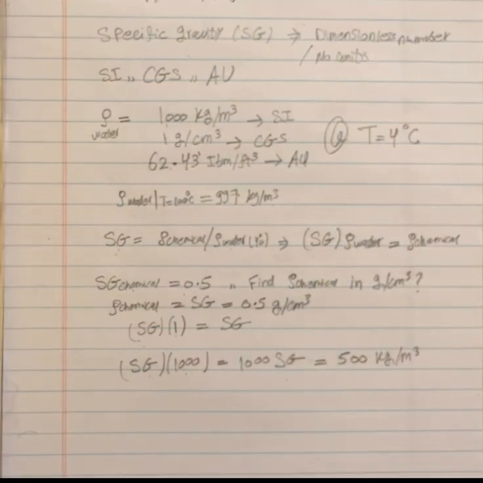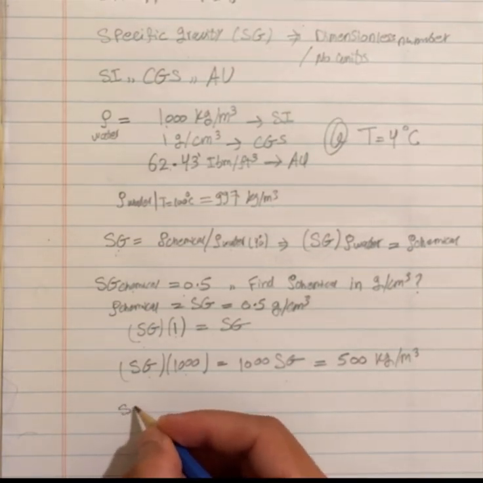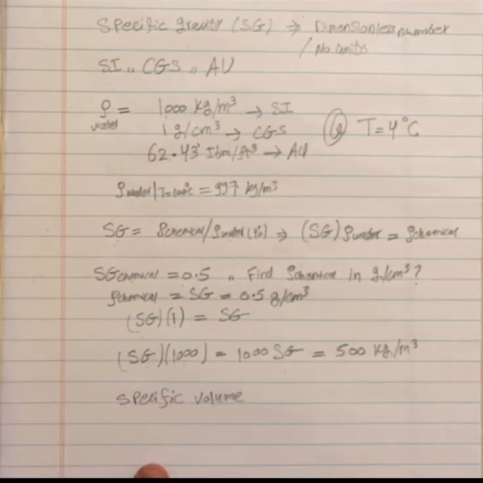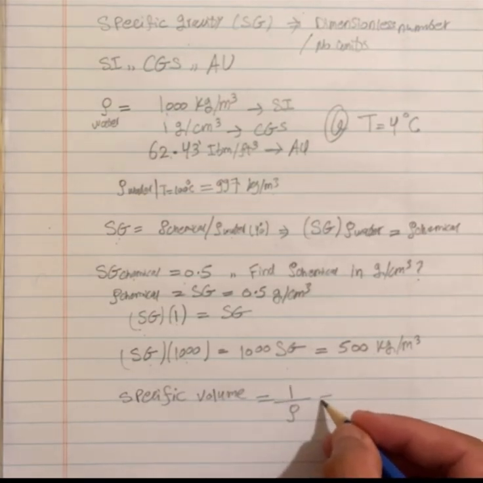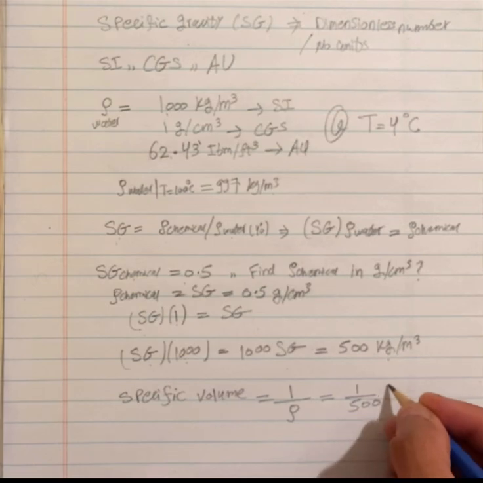And if I want to make your life harder, I could ask you to find the specific volume, a new word that makes someone terrified. But it's actually just the reciprocal. Take 1 over density, or 1 over, in this case, 500. It will be meter cube divided by kilogram.